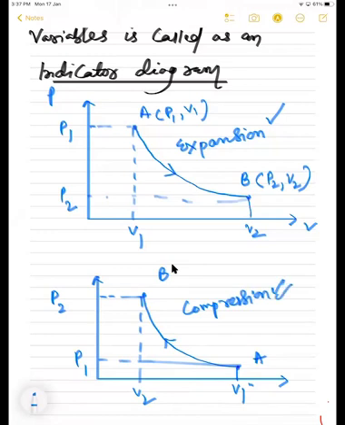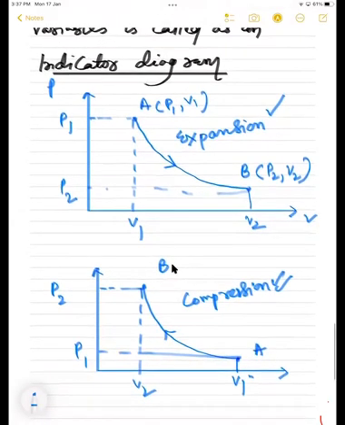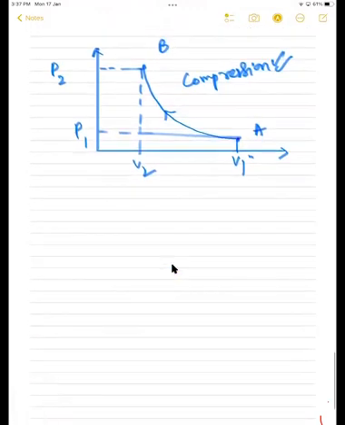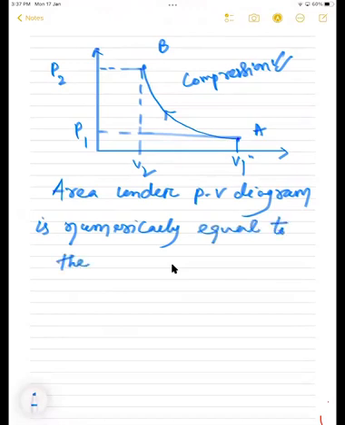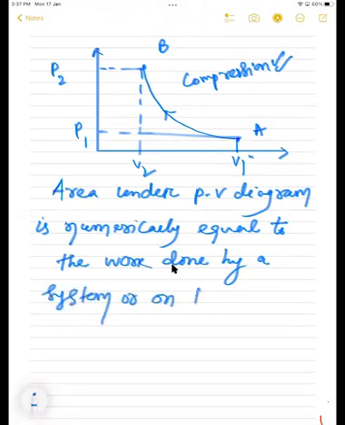So what is the importance of the PV diagram, students? The area under the PV diagram is numerically equal to the work done by a system or on the system. Yes or no? Are you getting my point, students? Understood?